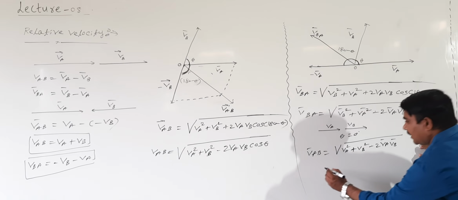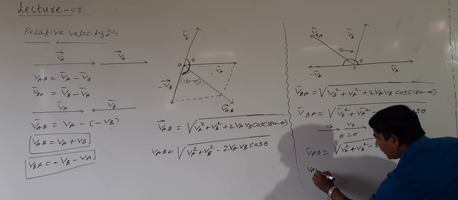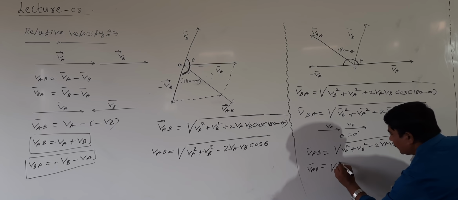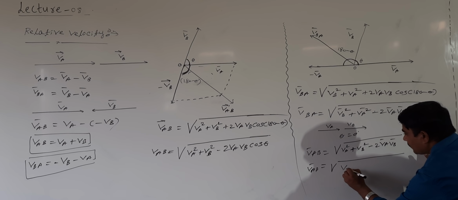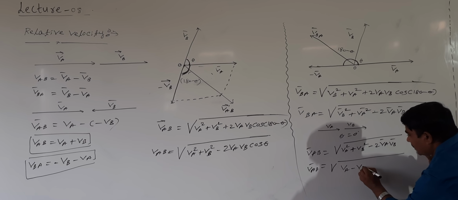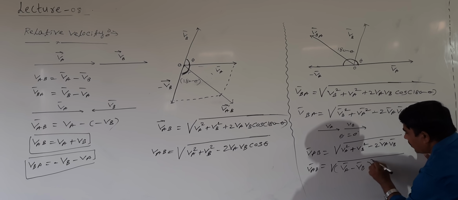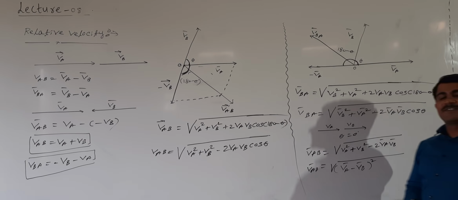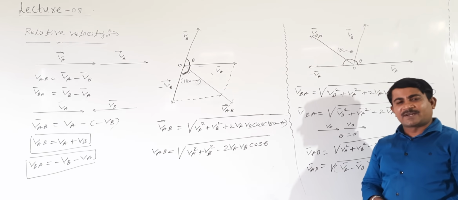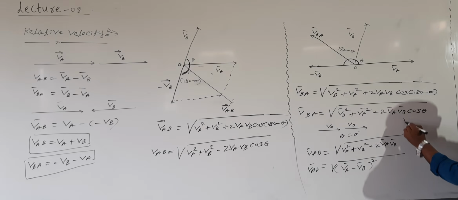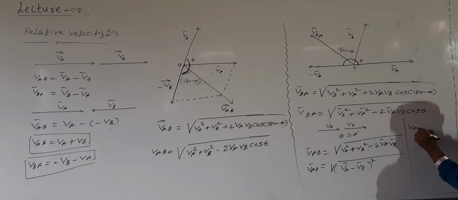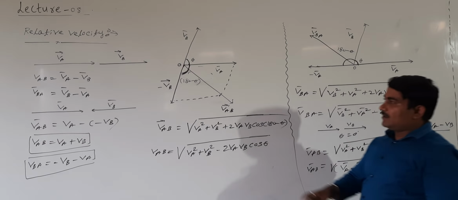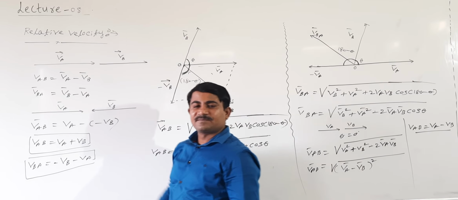How to write this value again? VAB equal to under root of, how to write? VA minus VB of whole square, right? Like this you can write. Or directly how to write? VAB equal to how much? VA minus VB. VA minus VB in the same direction like this.